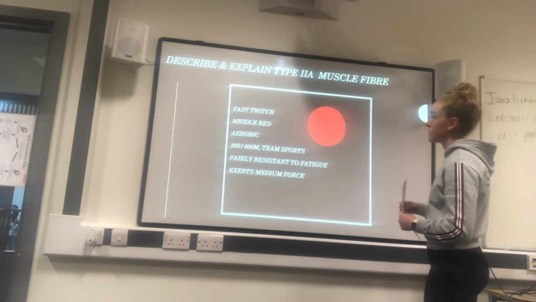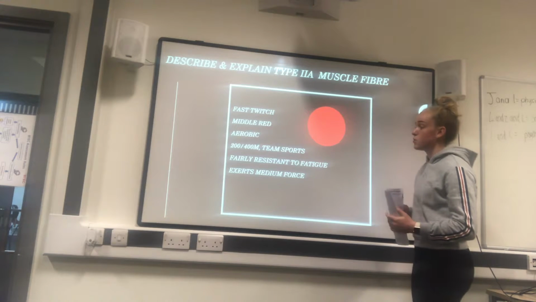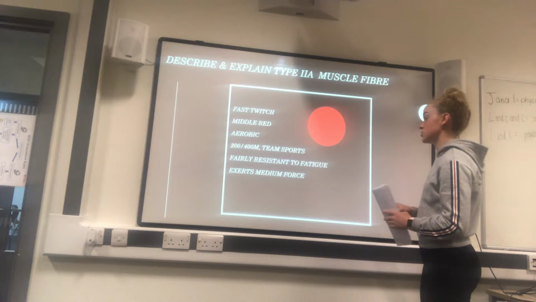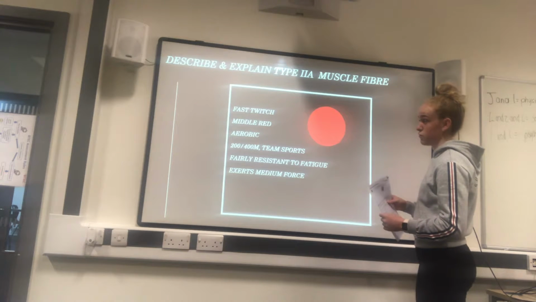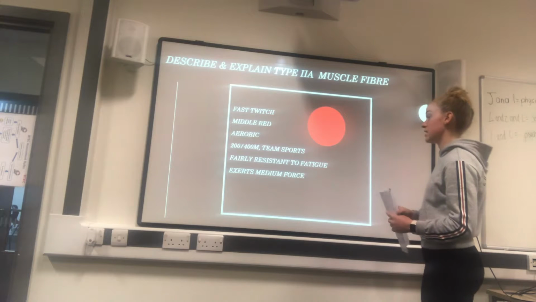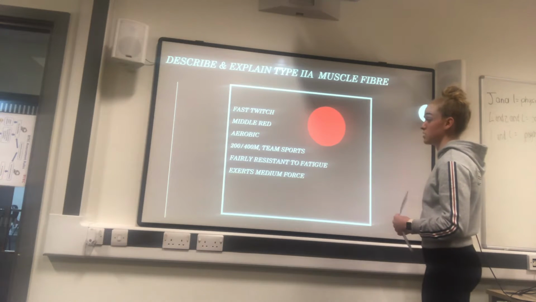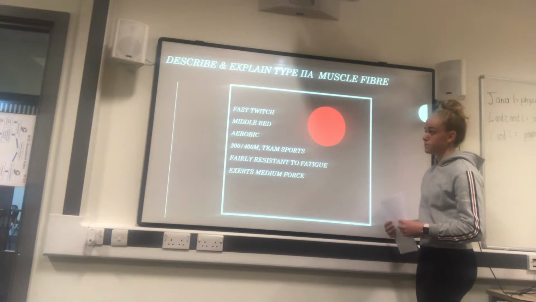Type 2A is fast twitch and it's a middle red, works aerobically. It's used mainly in team sports or events such as 200 or 400 metre races. It's fairly resistant to fatigue and it exerts medium force. Next.